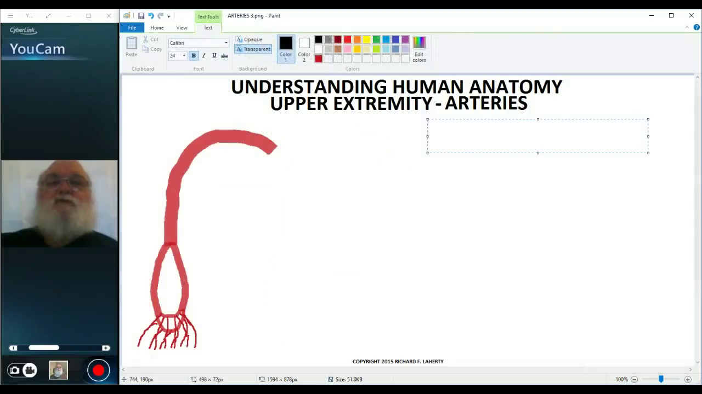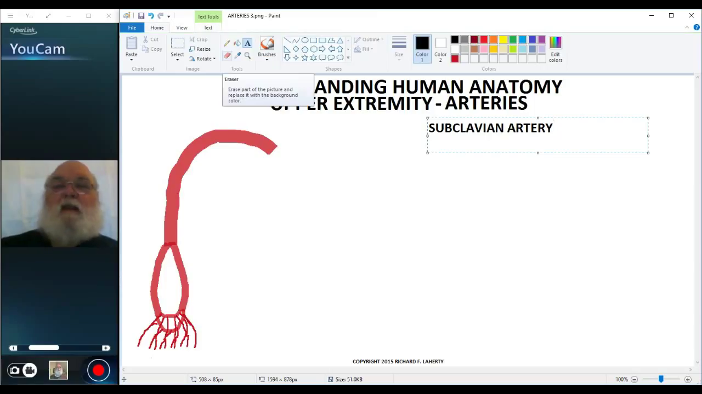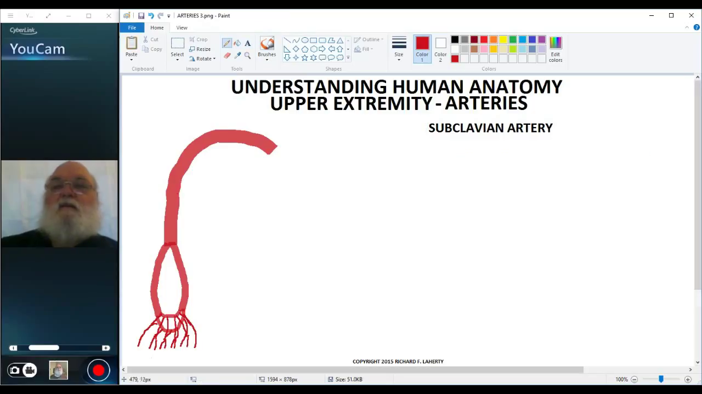We will start with the subclavian artery. Recall that the right subclavian artery is a branch of the brachiocephalic artery. The left subclavian artery branches directly from the arch of the aorta.